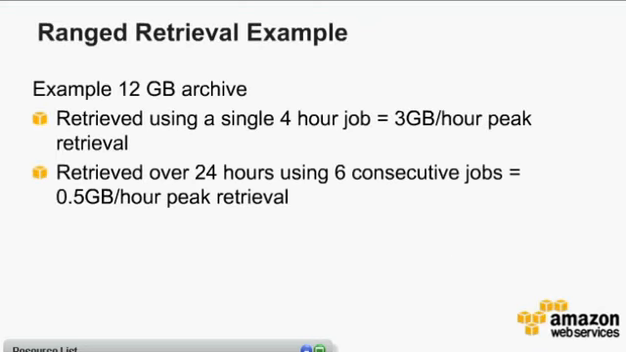So I want to drill in a little bit into a range retrieval example. Take, for example, a 12 gigabyte archive. If we do the standard retrieval process, this takes 4 hours, then you'll be billed the equivalent of a 3 gigabyte per hour peak retrieval rate. However, if you do this retrieval over 24 hours using 6 consecutive jobs, then your peak retrieval rate will be only 0.5 gigabyte per hour. As you can see, spreading retrievals over a longer period of time can save retrieval costs.